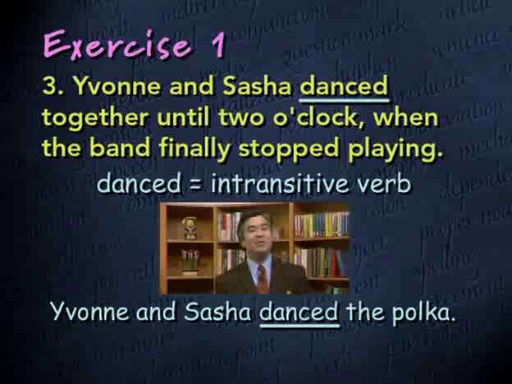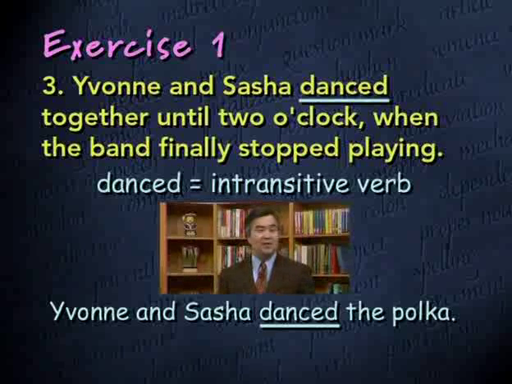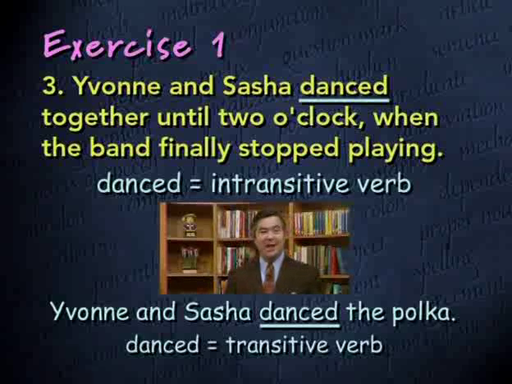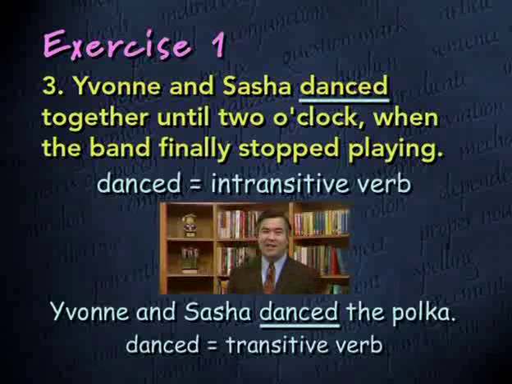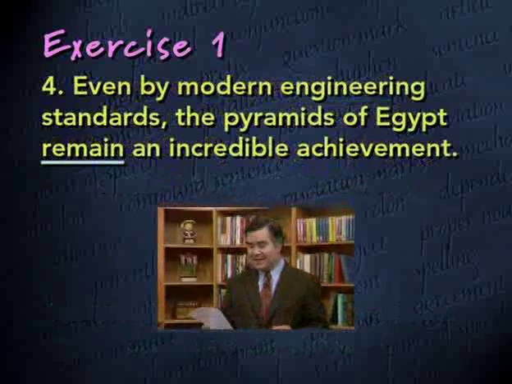It would be telling us what they danced. And we would have transformed the verb danced from an intransitive verb to a transitive verb, because there would be an object receiving the action of the verb. There is no such object in this sentence, and therefore the correct answer for this sentence in your exercise is intransitive. The next sentence.